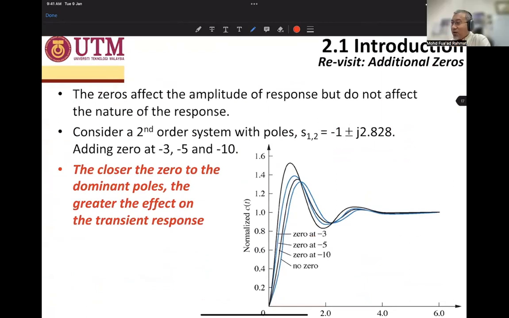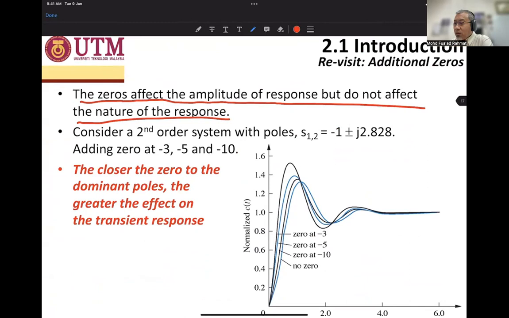So the zeros affect the amplitude of response, but do not affect the nature of the response. See? So this is the factor of zero. Okay, they affect the amplitude of response, but do not affect the nature of the response.